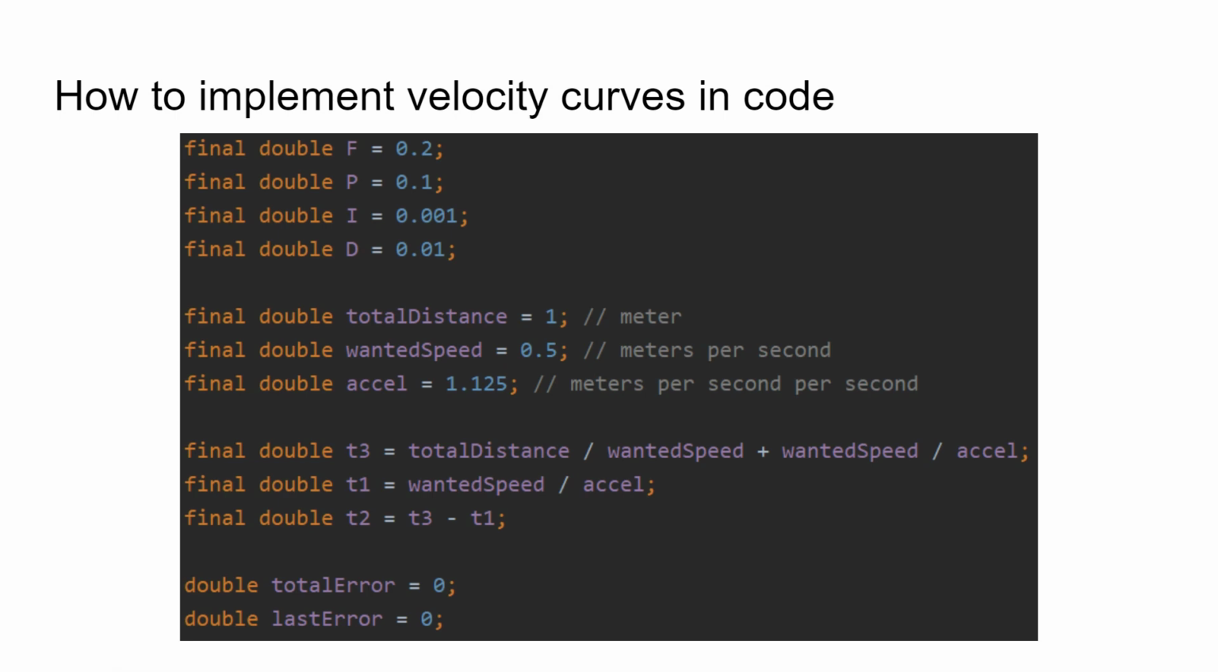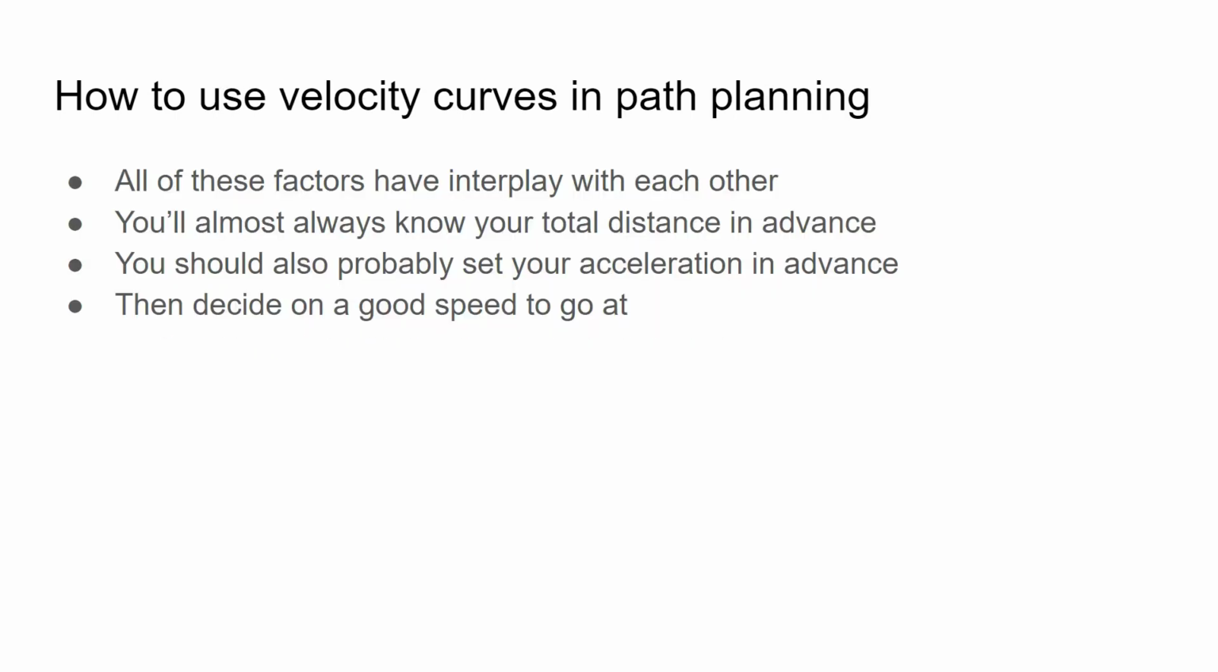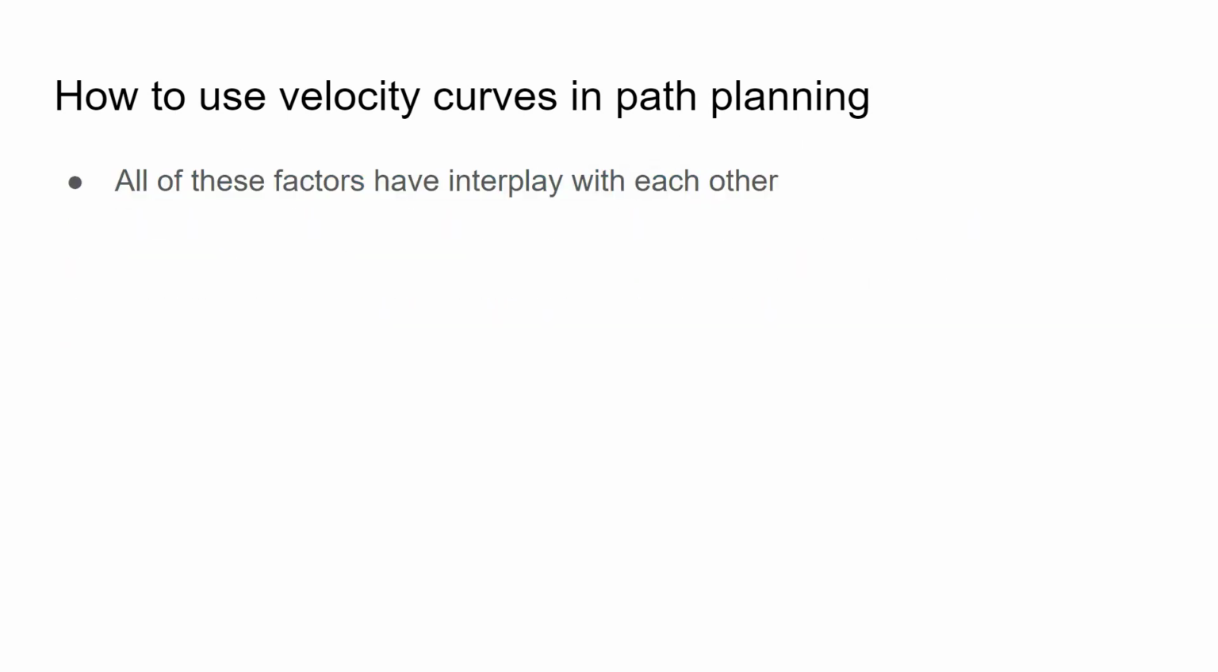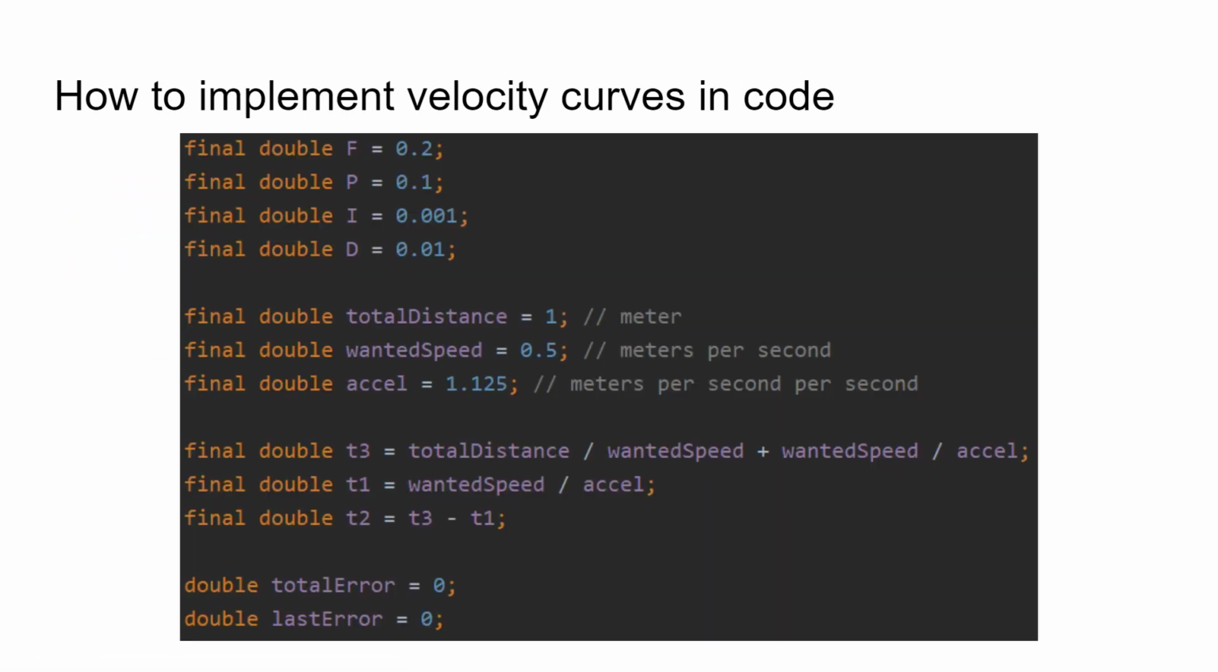T1, again, is wanted speed over acceleration. This is just because looking back at the speed graph here, we can see that the time it takes to get from zero speed to our max speed here, which is like 0.8 or something, is just based on how fast we can accelerate. Then T2 is just the total time you want to take minus the time it takes to accelerate or decelerate.